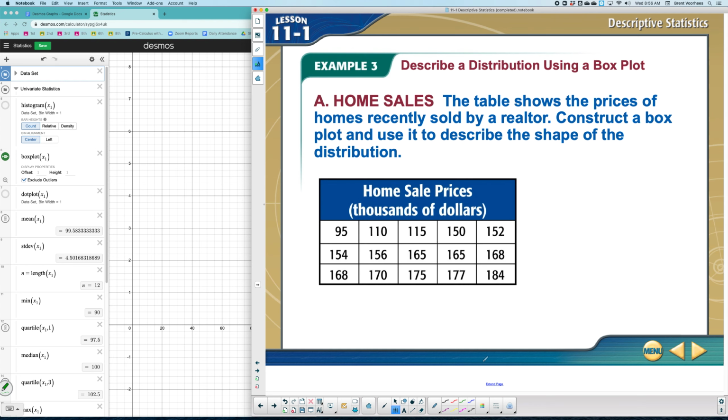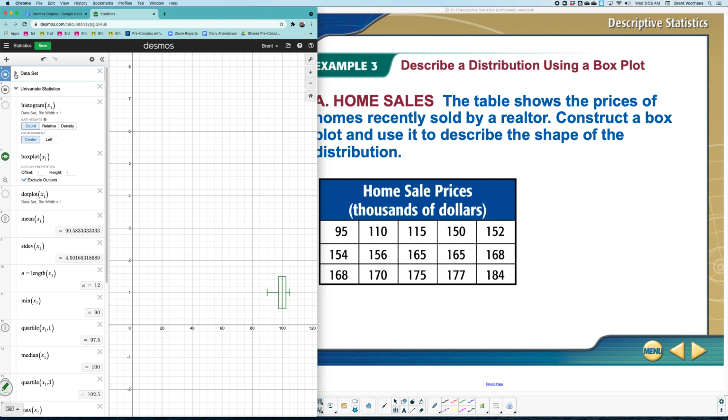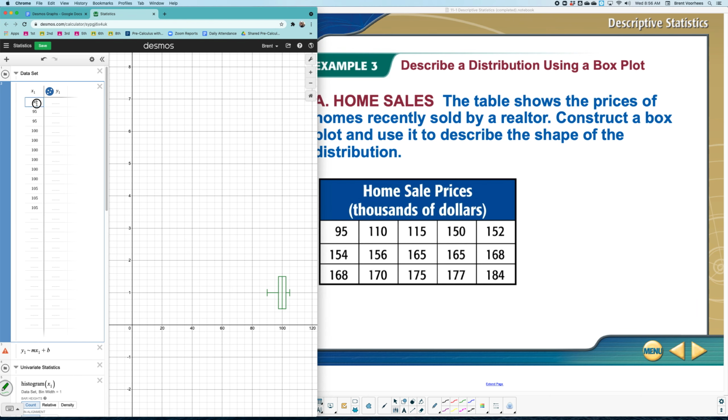It says home sales. The table shows the prices of homes recently sold by a realtor. Construct a box plot and use it to describe the shape of the distribution. So let's go up to our data set, and this time we have new values. So we have 95, 110, 115, 150, 152, 154, 156, 165, 165, 168, 168, 170, 175, 177, 184.